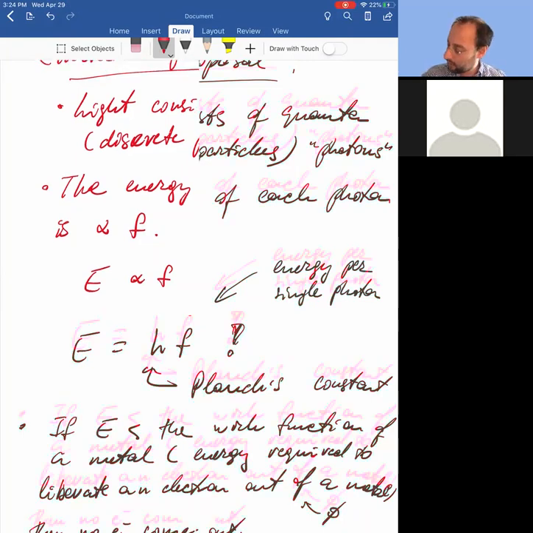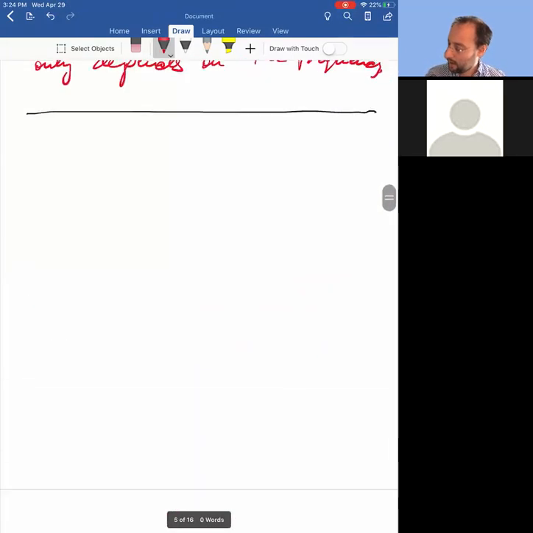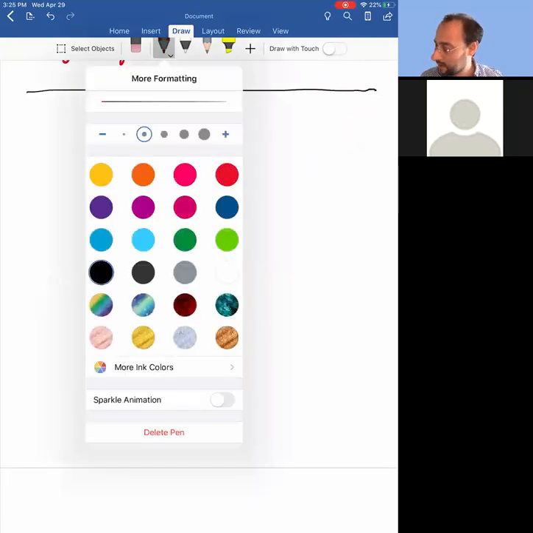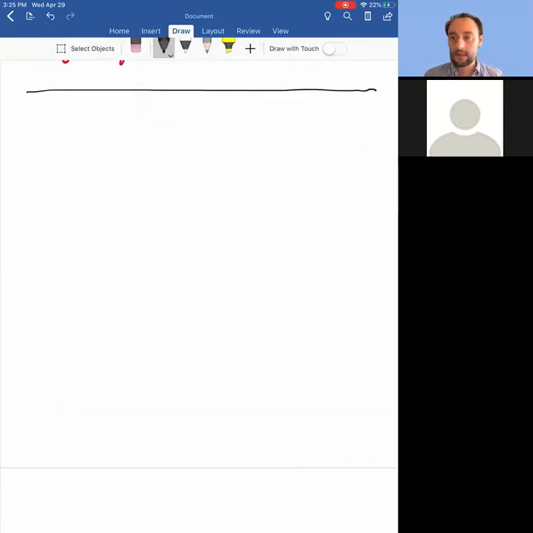Okay, so now I want to talk about something related, something that built upon Einstein's idea, and this is the Compton effect. Is it called Compton effect or Compton's effect? It's called the Compton effect. And this is named after Arthur Compton. I think Beta had a few anecdotes about Compton.